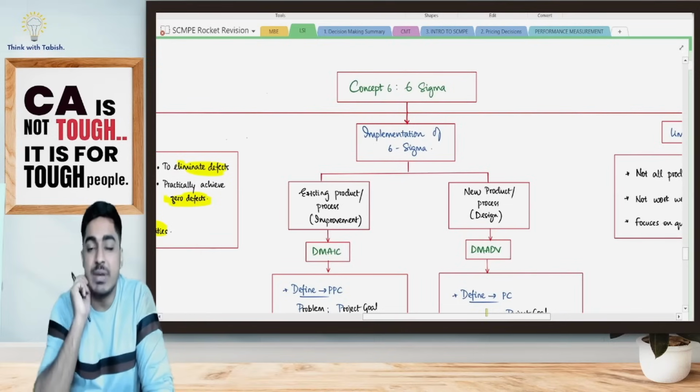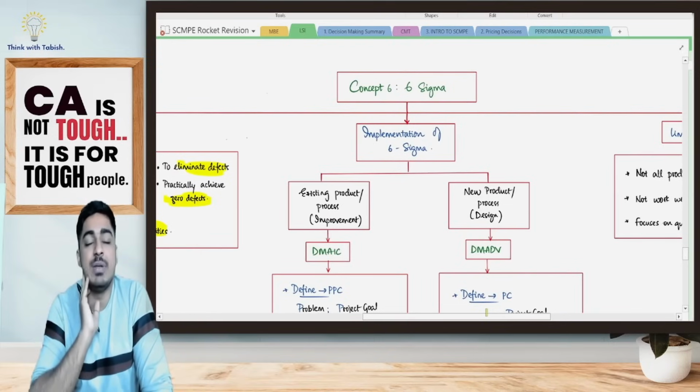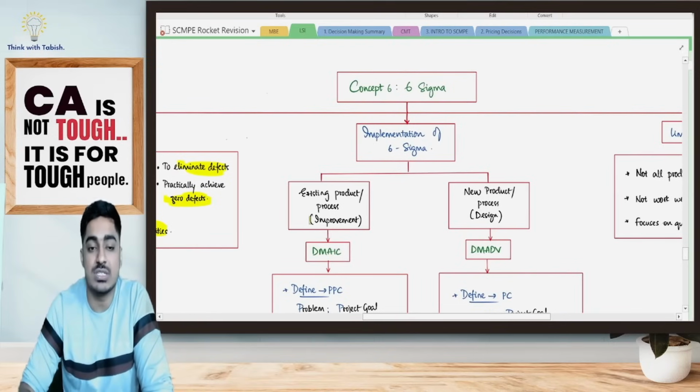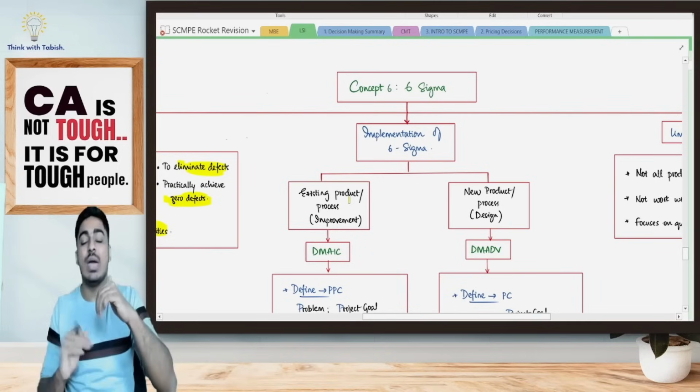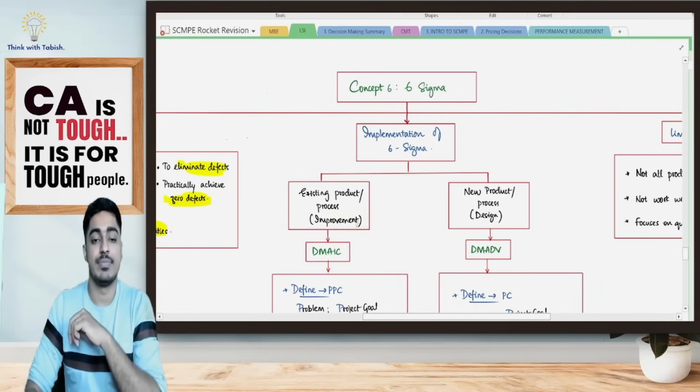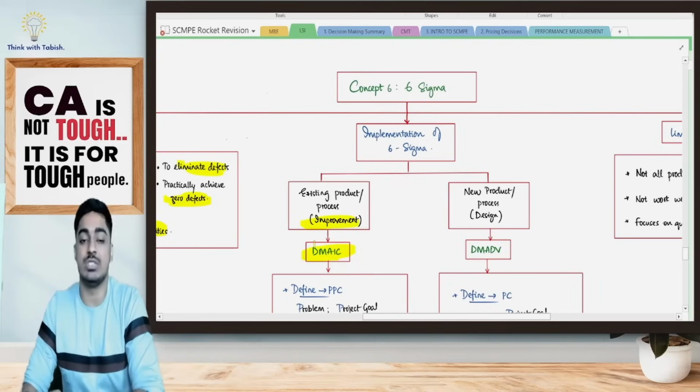Now, how do I implement Six Sigma? Six Sigma could be implemented either for your existing goods or processes, wherein I'm already having an existing product. I want to improve, I want to eliminate my defects. Okay, I can be using the DMAIC approach.